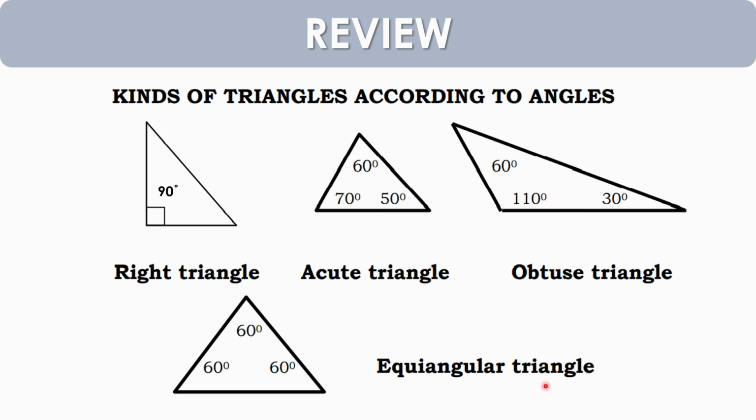And for the equiangular triangle, from the word equi, which means equal, the angles here are all the same. They are all equal, so it's known as an equiangular triangle. That's right. Very good, children. Let's move on to our next slide.